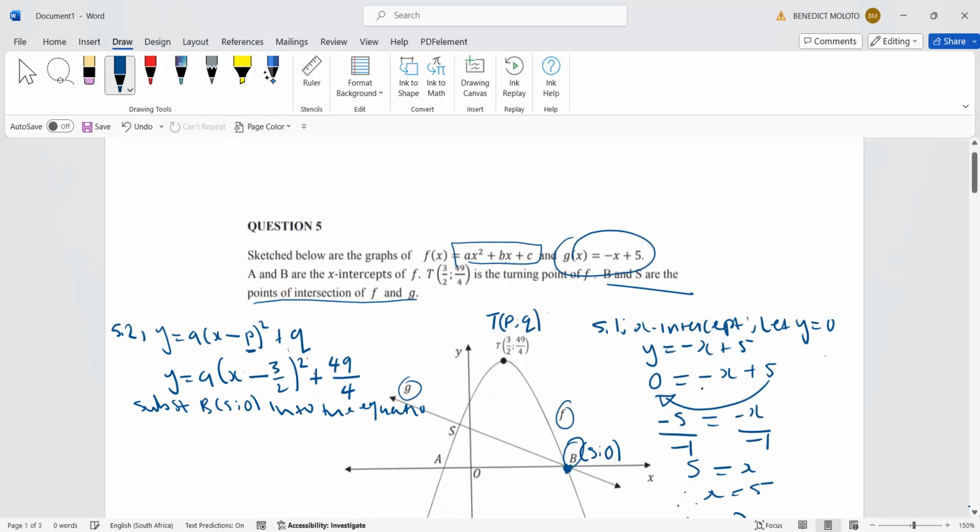Then here y is 0, equals a times (5 minus 3/2) squared plus 49/4. So we're going to take this one to the other side of the equal sign. Negative 49/4 equals a times (5 minus 3/2) squared.